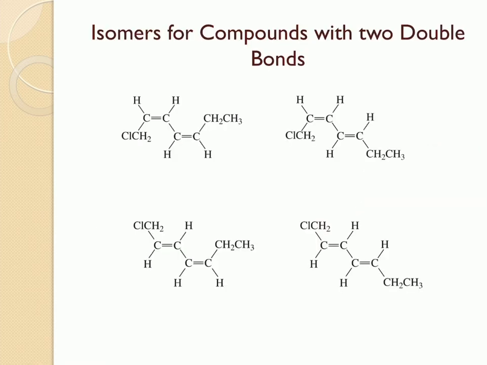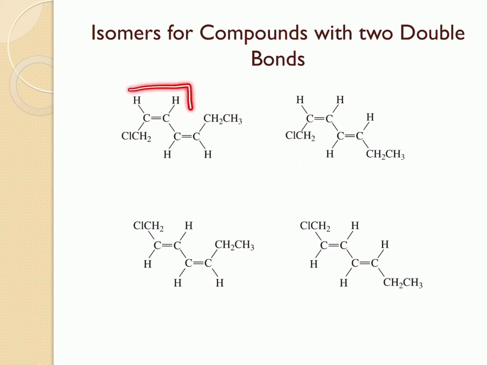Isomers for compounds with two double bonds. When you have two double bonds existing in a molecule, then you have to identify the configuration of the double bonds separately. So you have to first take this double bond, identify the configuration for it by finding the relative priorities of the different substituents attached to it. And you also need to take this other double bond and find the configuration on it. Let's first take this double bond and identify the configuration.